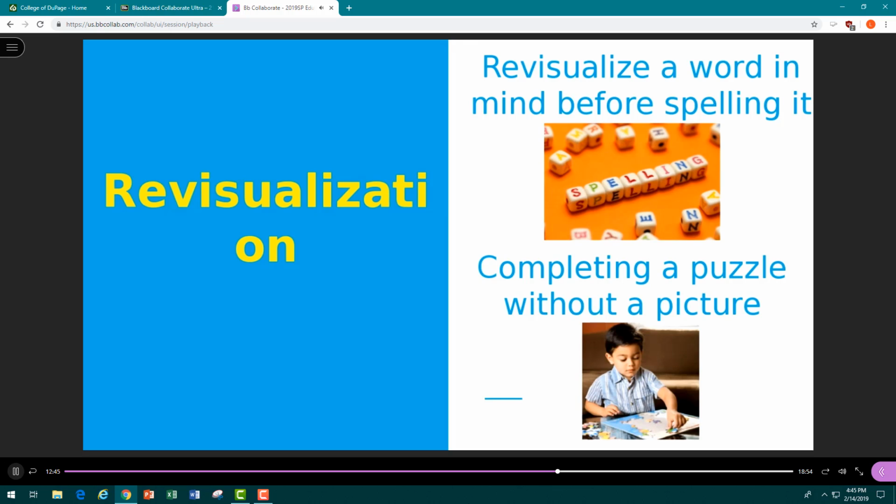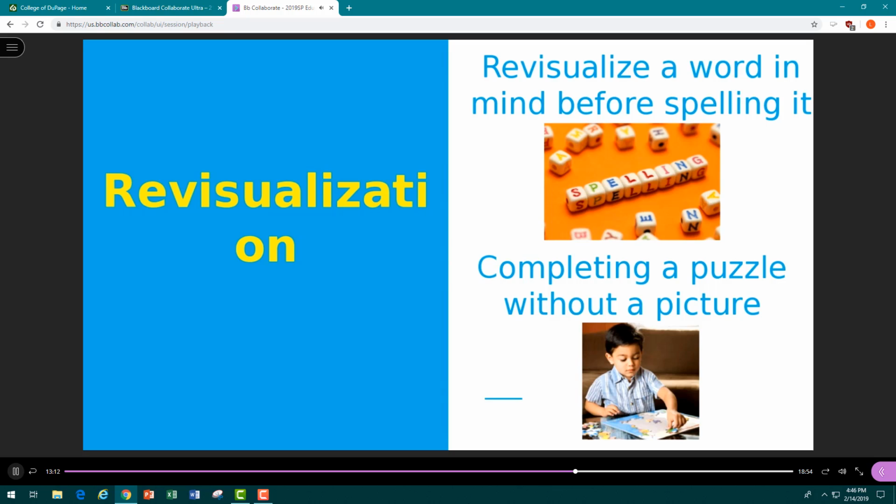Revisualization. We revisualize a number of tasks in our mind, in our brain, before we do it. So if I ask you to spell America, you're going to revisualize that word in your mind's eye, and then you're going to spell it. Well, a lot of students with learning disabilities do not have this revisualization capability.